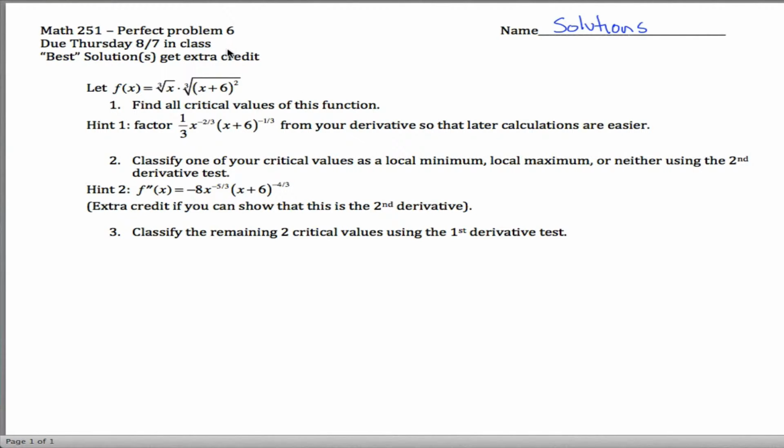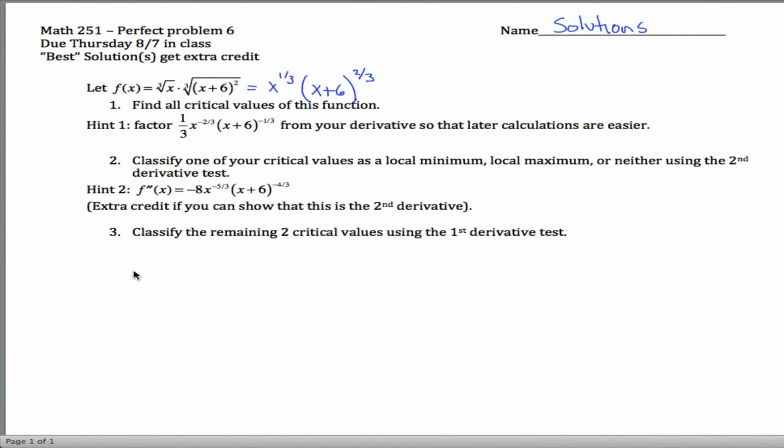Our solutions for Perfect Problem 6 for Math 251. We're given this function, which it might help to rewrite as x to the 1/3 power times (x plus 6) to the 2/3 power. Then we're asked a bunch of stuff. First, find the critical values.